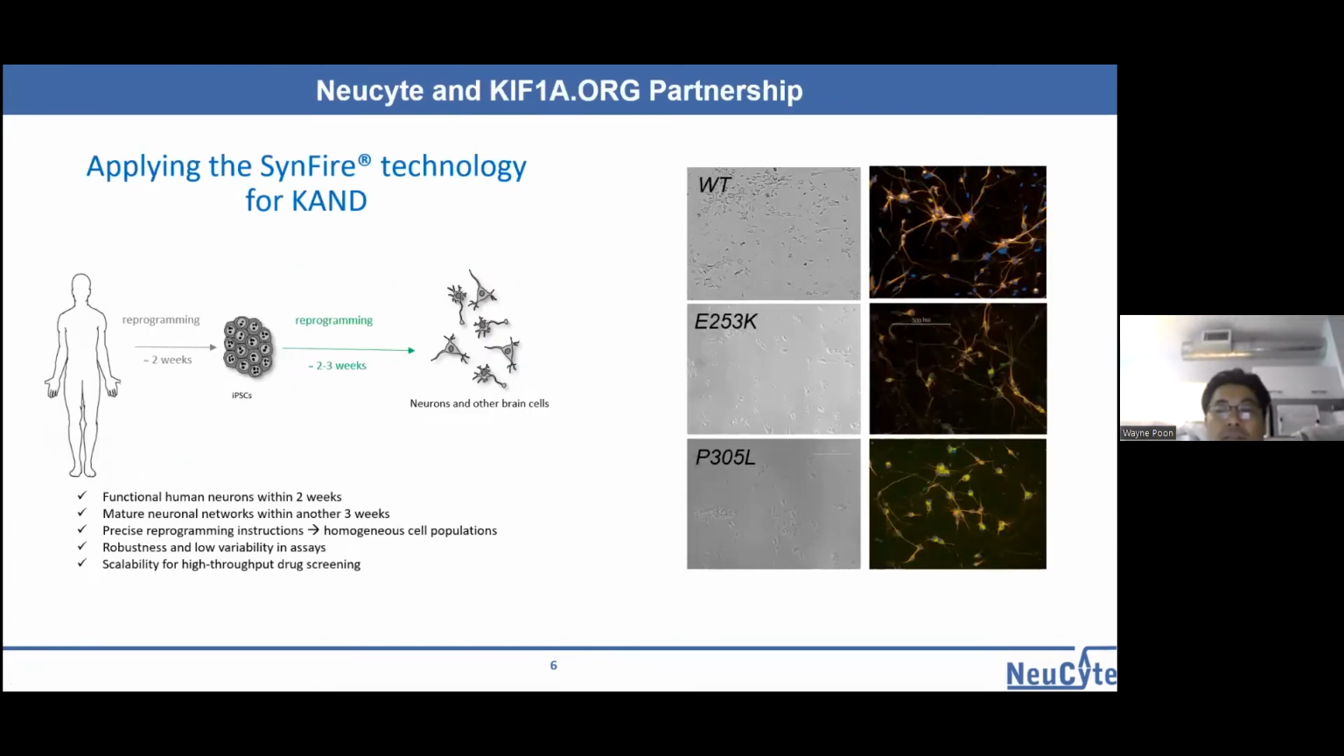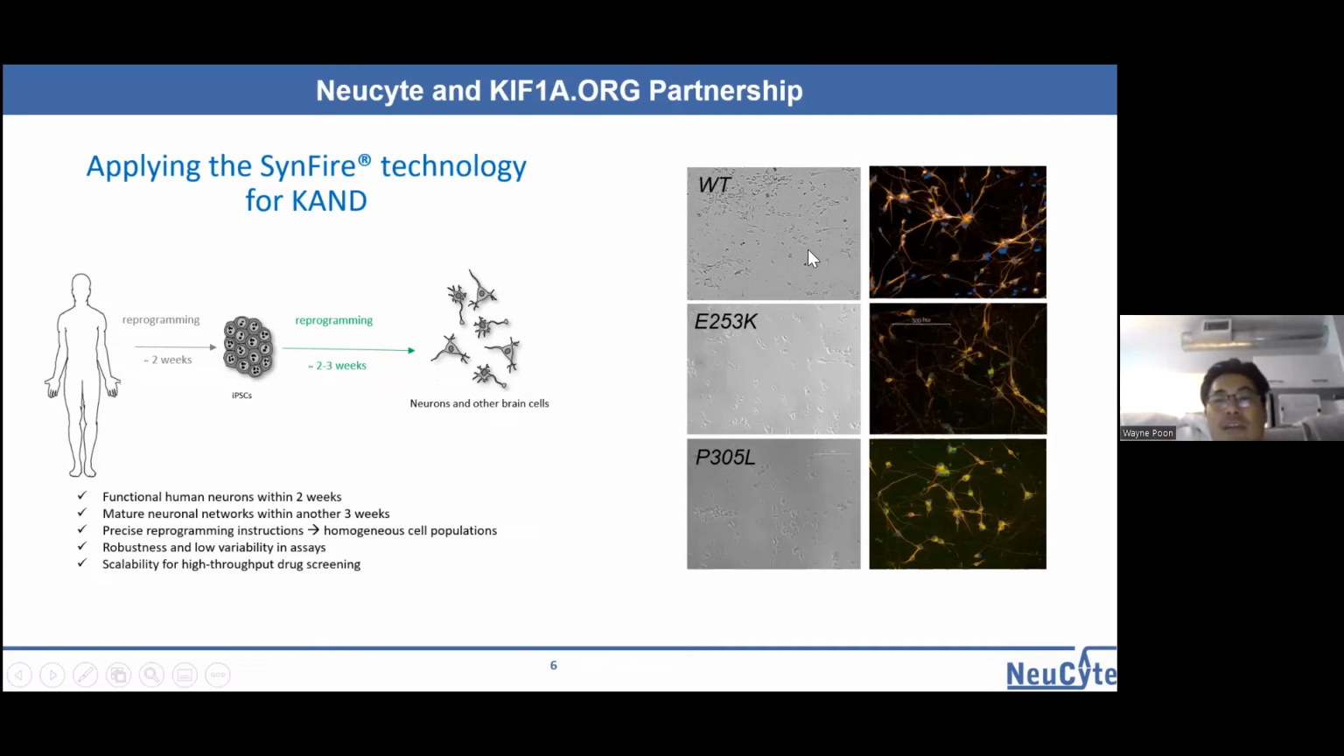So with this in mind, NeuCyte and KIF1A.org entered into a partnership where we applied the SynFire technology, which was facilitated by KIF1A.org, who had patients with KIF1A mutations. They were reprogrammed to these induced pluripotent stem cells, and through this partnership, we were able to obtain these stem cells, and we generated neurons from these patient lines.